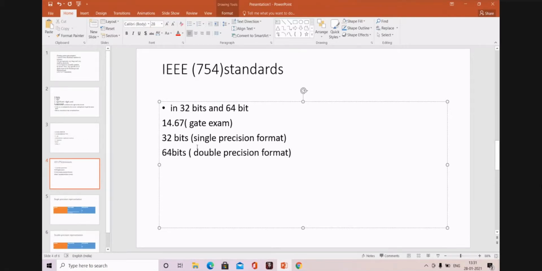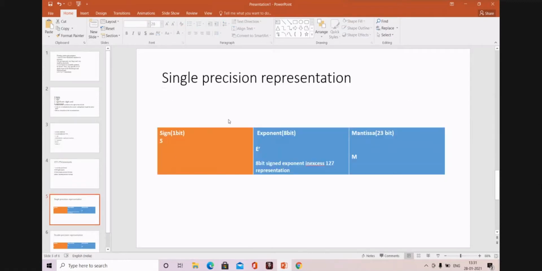So when I say single precision format, you have to know that it is 32 bits. If I ask you to represent 114.67 in single precision format, then you should know that it is a 32 bits representation. All right, so this is the single precision format. This is how we are going to represent it.